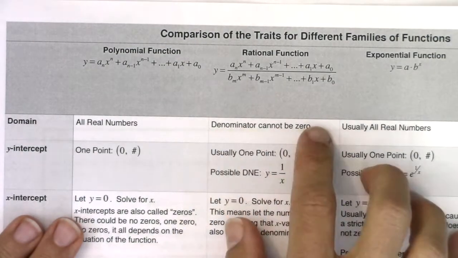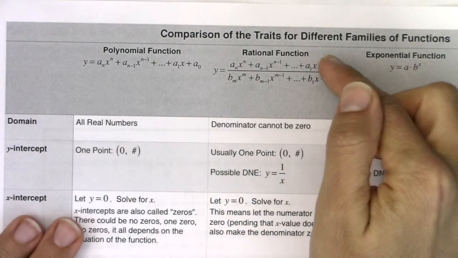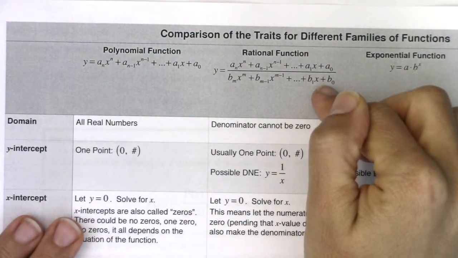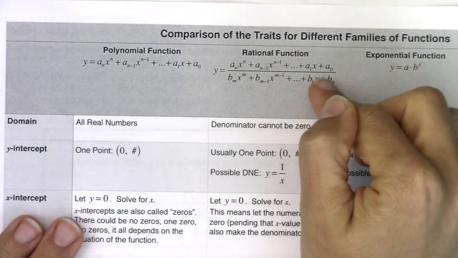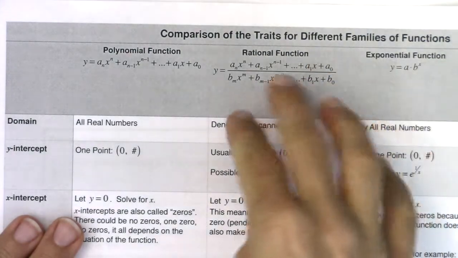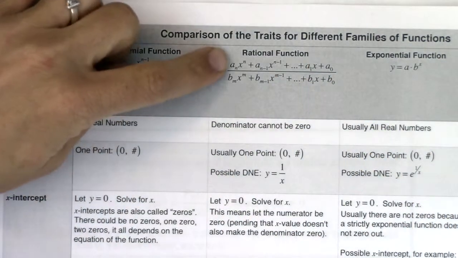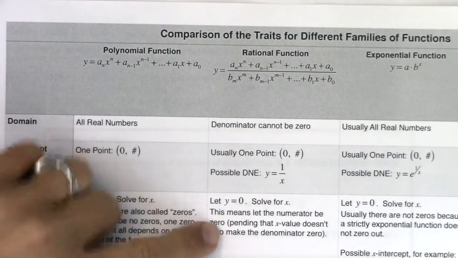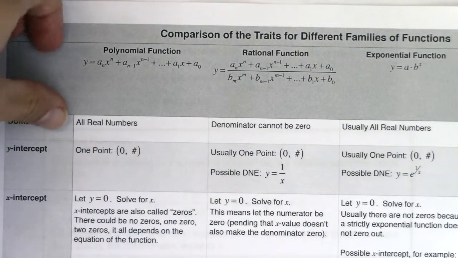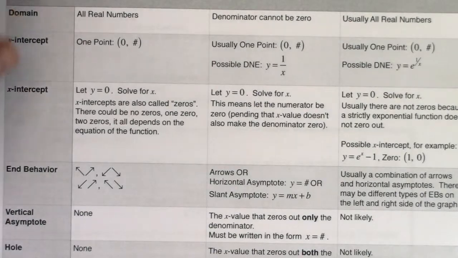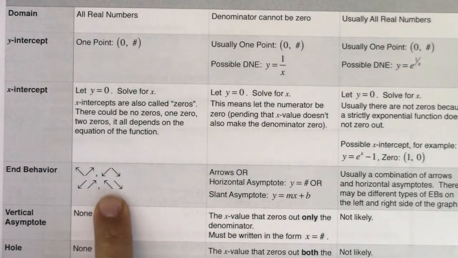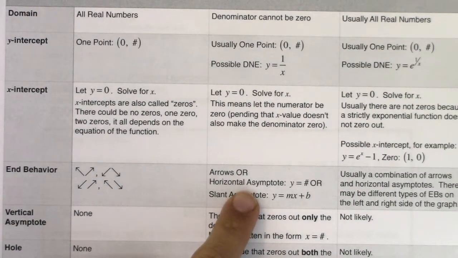Once we get through the domain, typically the next thing we want to do is set our numerators and denominators equal to zero, because certain things will happen when the numerator is zero, when the denominator is zero, or potentially when they're both zero. They all play out with different traits here. But setting the numerator to zero will get you x-intercepts. We'll set x equal to zero and find the y-intercept. End behavior is going to take a lot to unpack. There's a lot of options with end behavior. You might have arrows like you did in the previous type of function with polynomials, but you're more likely to have a horizontal asymptote or potentially even a slant asymptote.